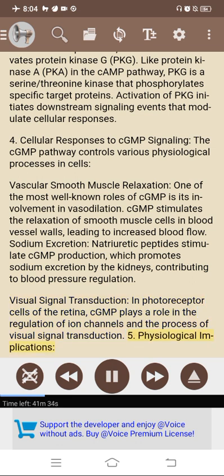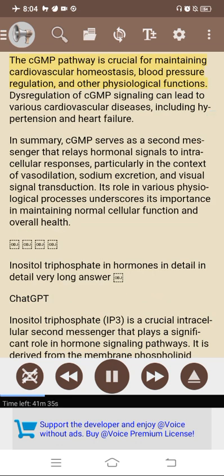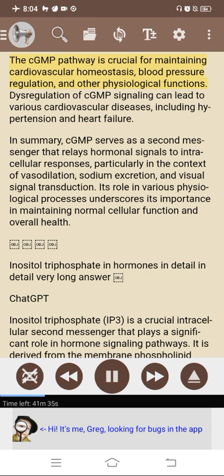5. Physiological implications. The cGMP pathway is crucial for maintaining cardiovascular homeostasis, blood pressure regulation, and other physiological functions. Dysregulation of cGMP signaling can lead to various cardiovascular diseases, including hypertension and heart failure.